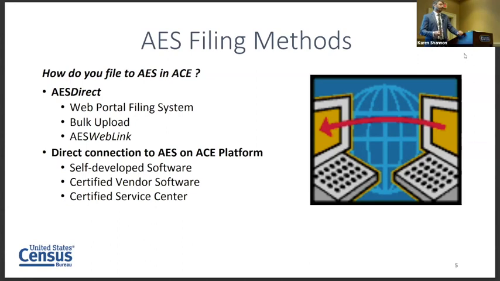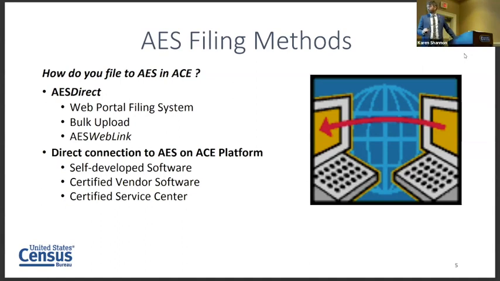The last one's kind of a cool hybrid, AES Weblink. This acts as a plug-in to the solutions that you might already have as part of your business. So if you have an order system or an inventory system, what this does is pull the data that you already have in some of your data sets into this. You then submit it to AES, and AES Direct will only ask you to submit those additional items that might not be part of the data set that you already have. So it's kind of a cool hybrid.